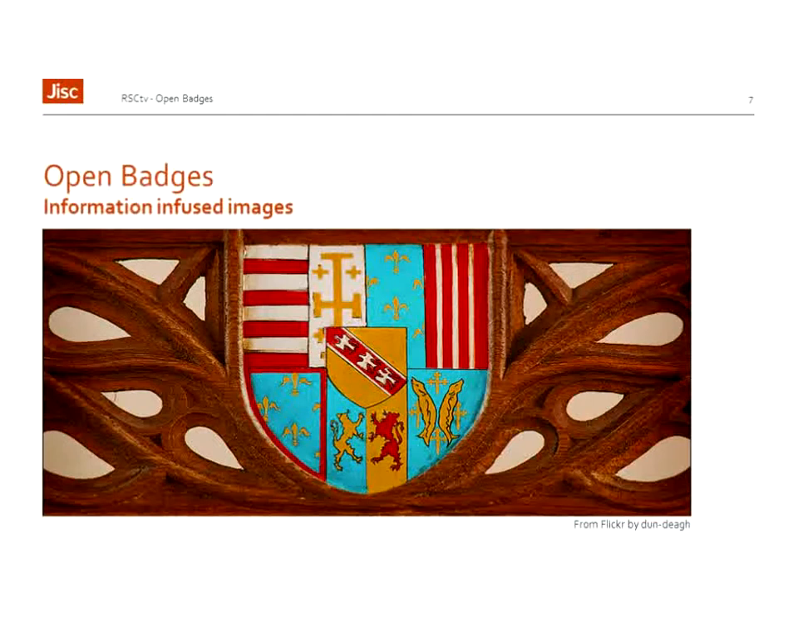Okay, so an Open Badge is essentially an infused image. So this concept's not new. If you think about coats of arms or kite marks, they are essentially images that represent information.